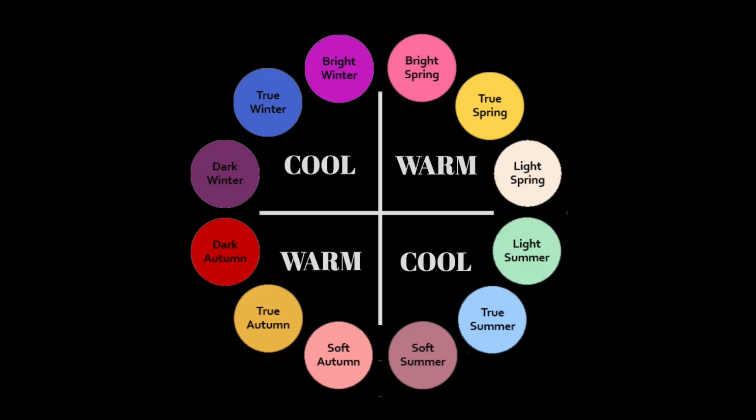Let me start with explaining the 4th subseason in spring, which is the soft spring. If we say that light spring is a season that can be influenced by true spring and light summer, soft spring is a season that is influenced by autumn, specifically by soft or muted autumn. So we can say that soft spring is a palette that is in between the light spring and soft autumn.